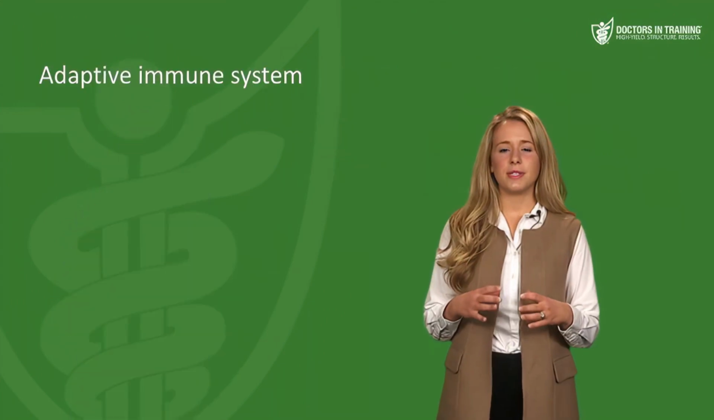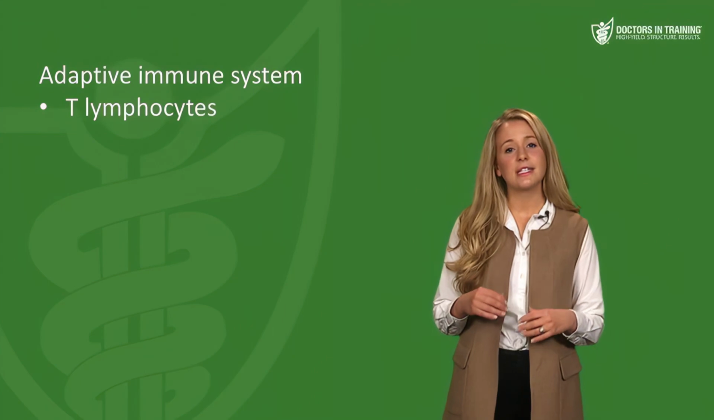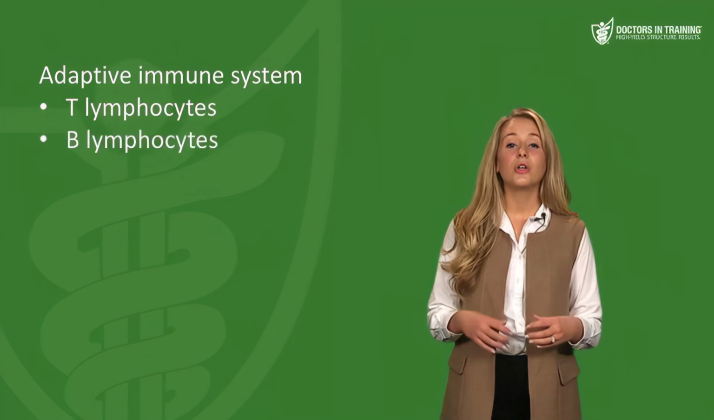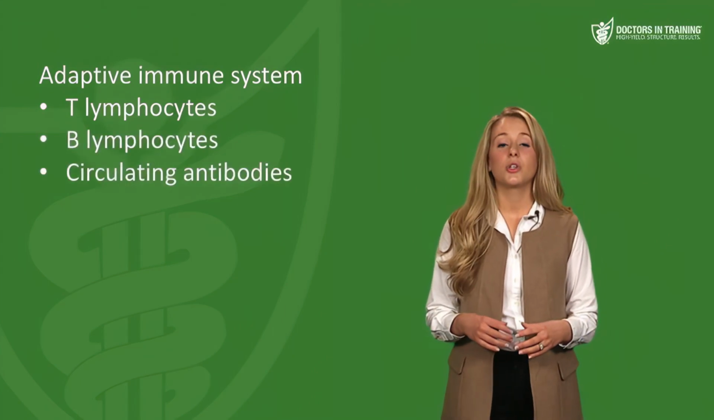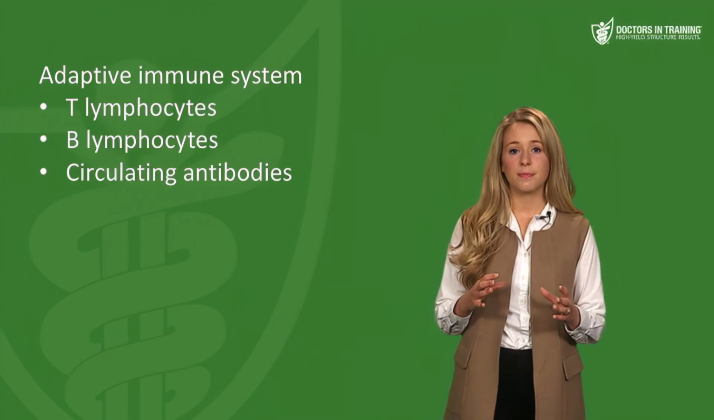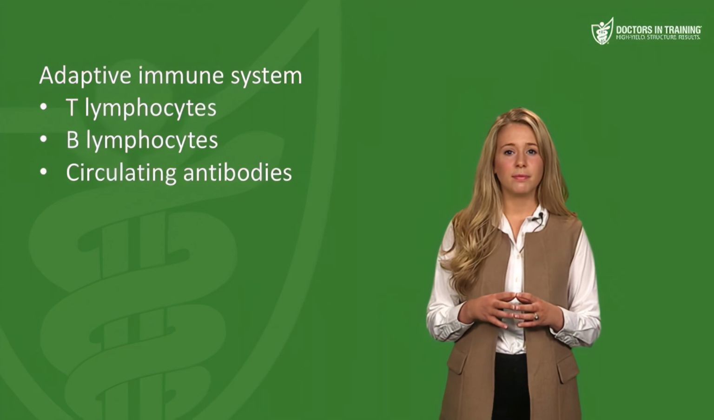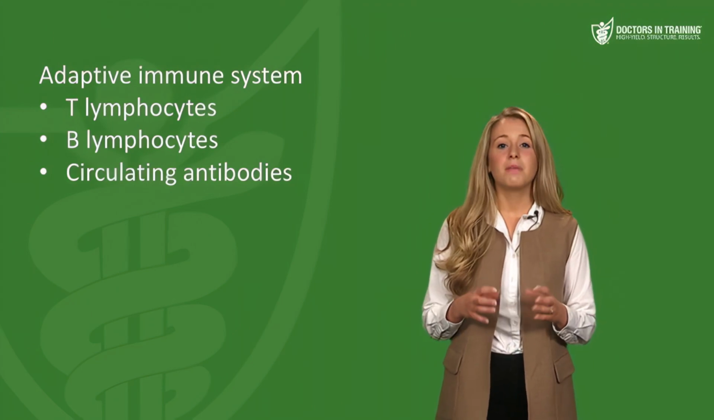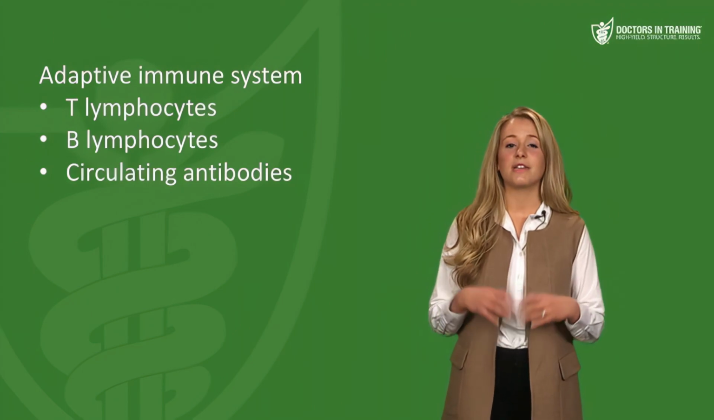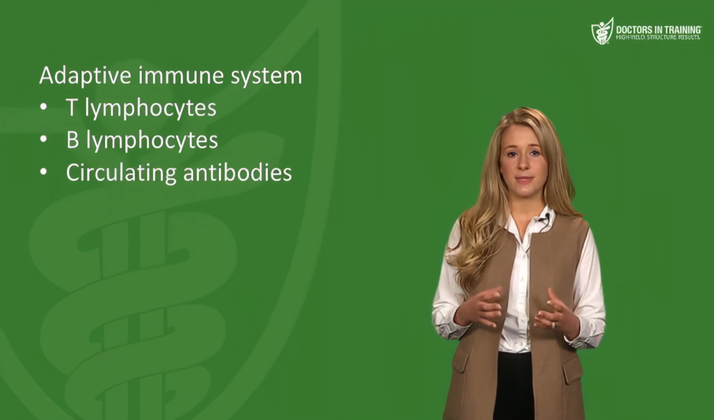The adaptive immune system consists of T lymphocytes and B lymphocytes, and also the circulating antibodies, which are produced by plasma cells. In what cell type do we say the plasma cells are derived from? From B cells. Plasma cells are just B lymphocytes that have matured into antibody factories.